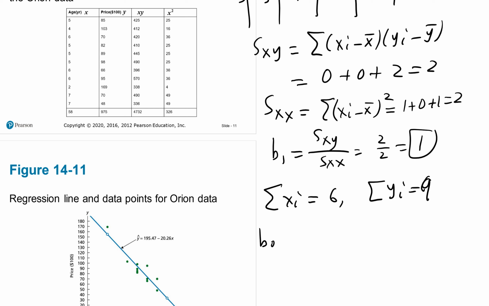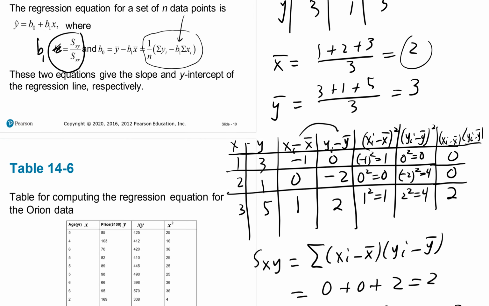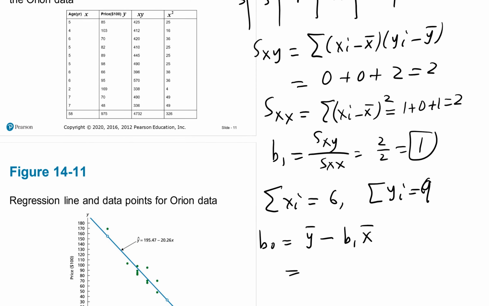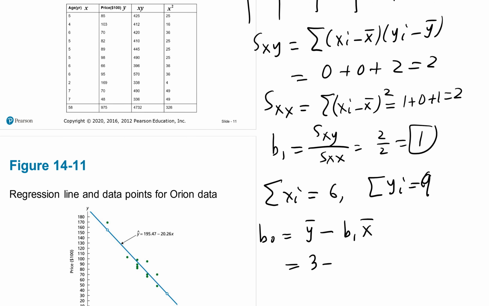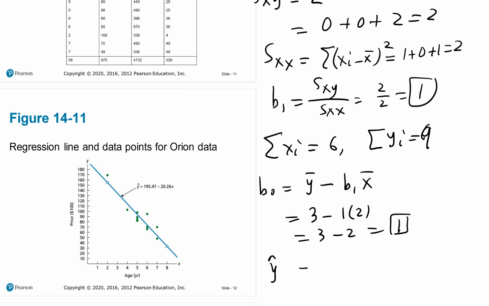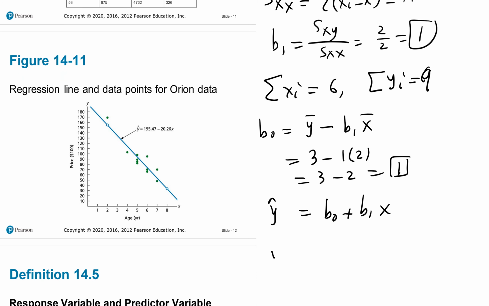So b0, you can find it as y bar minus b1 x bar. The mean for the y's was 3, and for x was 2. So 3 minus b1, which is 1, times 2. So 3 minus 2 is 1. That's b0. Then y hat, the equation of the best fit line, or regression line, is b0 plus b1x. So b0 is 1 and b1 is 1, giving 1x. Or you can simply write it as 1 plus x.